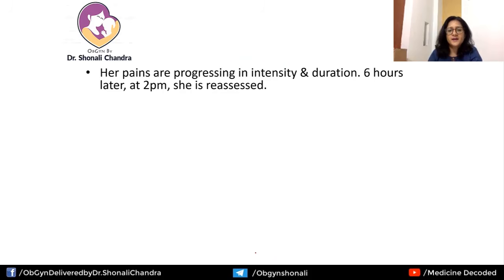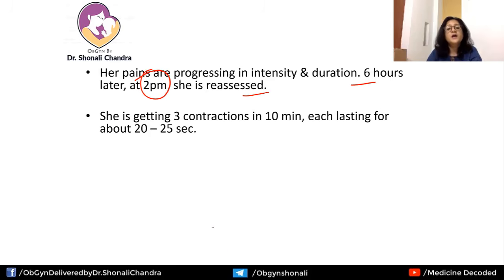Now, a few hours more go by, and we see that her pains are progressing in intensity and duration. 6 hours later at 2 p.m. she is reassessed. We want to find out now what has happened after 6 hours. So now she's getting 3 contractions in 10 minutes, each lasting for about 20 to 25 seconds. So she is getting moderate contractions, okay?